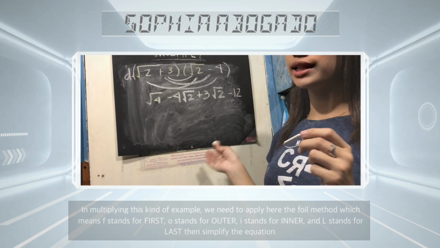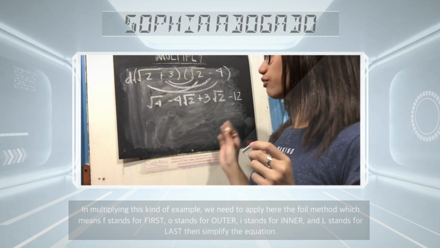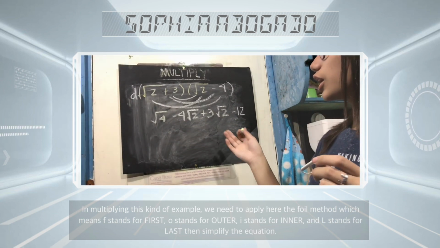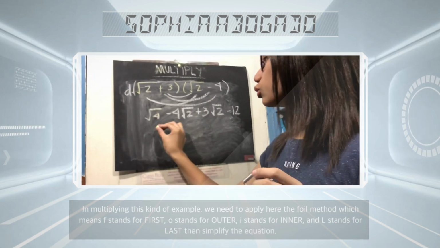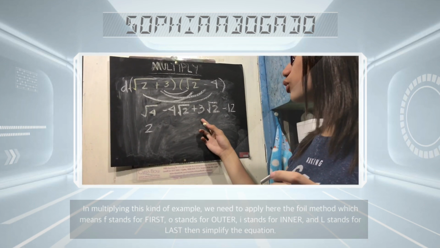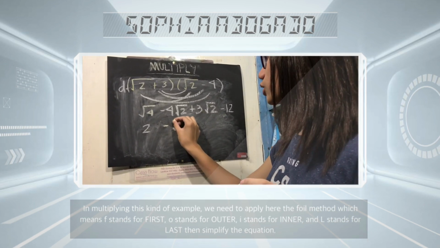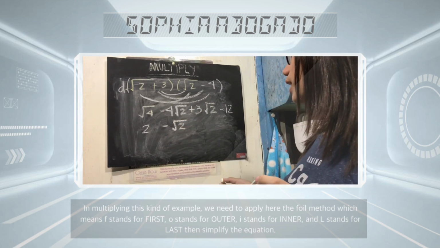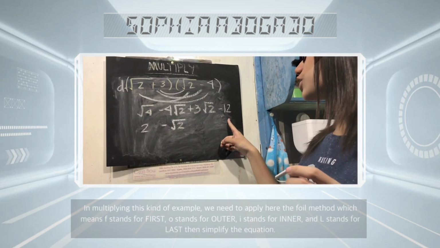We need to combine like terms, or we need to simplify each answer. Square root of 4 is equal to 2. Negative 4 square root of 2 plus 3 square root of 2 is equal to negative square root of 2. Then the last given, or the answer, is negative 12.